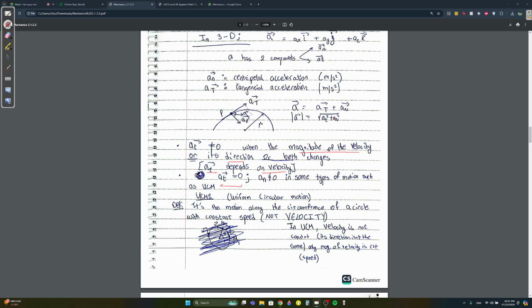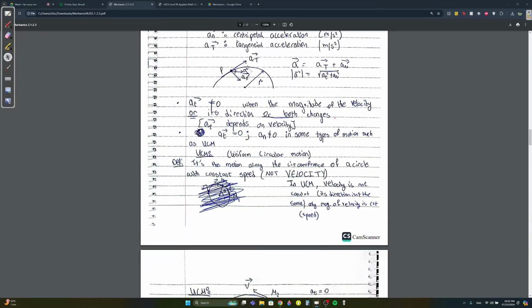Why? Because on this circle, as you move from here to here to here, your velocity isn't changing, only direction is changing. But the speed, how fast you're going, doesn't change. So that means A tangential is equal to 0. Always in UCM it is equal to 0. Okay? But the normal acceleration in UCM doesn't equal 0. It has its own formula. I'll explain it in a sec.